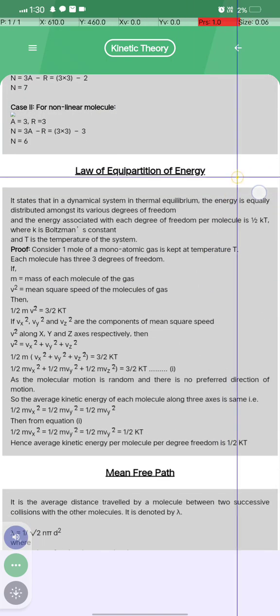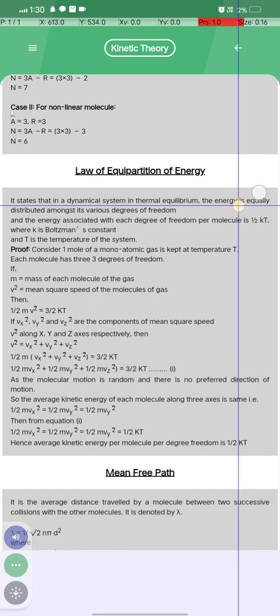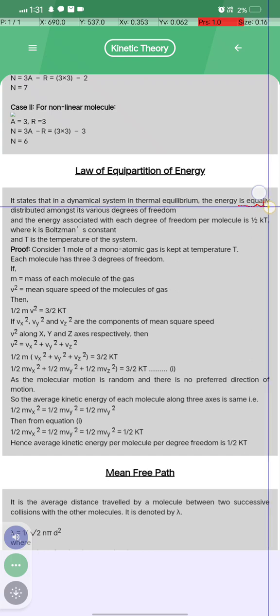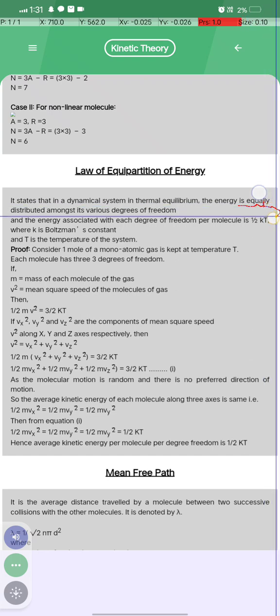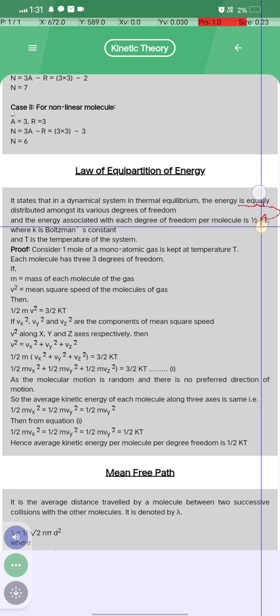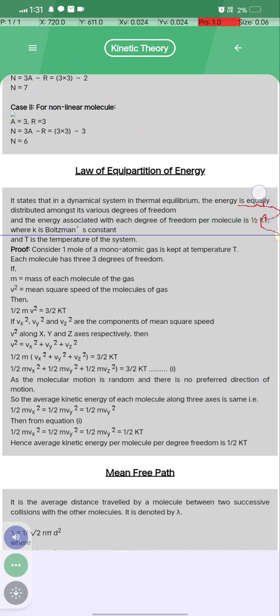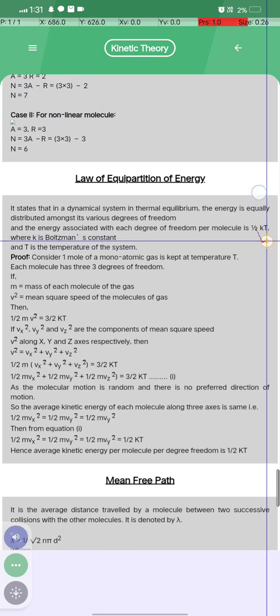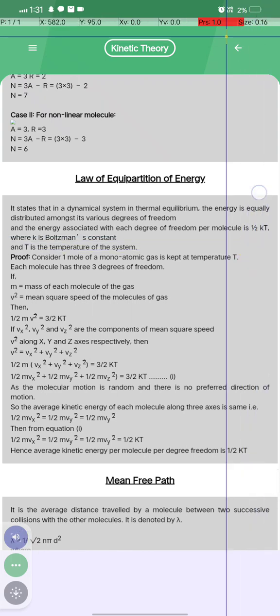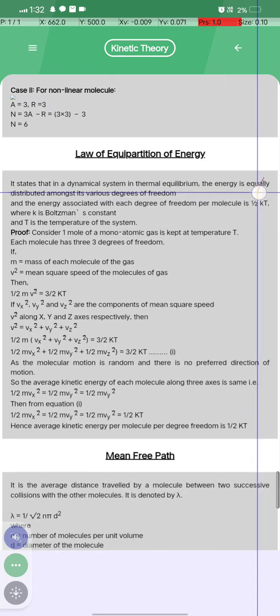Now it talks about the law of equipartition of energy. What is the law of equipartition of energy? It states that in a dynamical system in thermal equilibrium, the energy is equally distributed amongst its various degrees of freedom, and the energy associated with each degree of freedom per molecule is equal to 1/2 kT. And what is the Boltzmann constant? Boltzmann constant, we have learned about it.